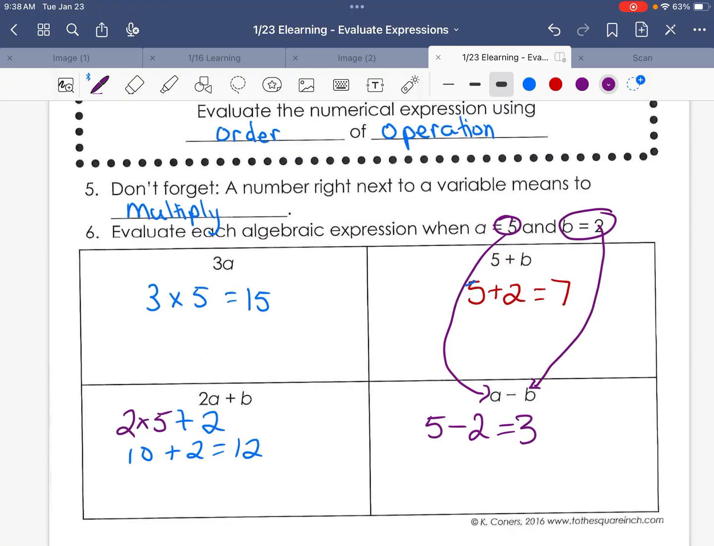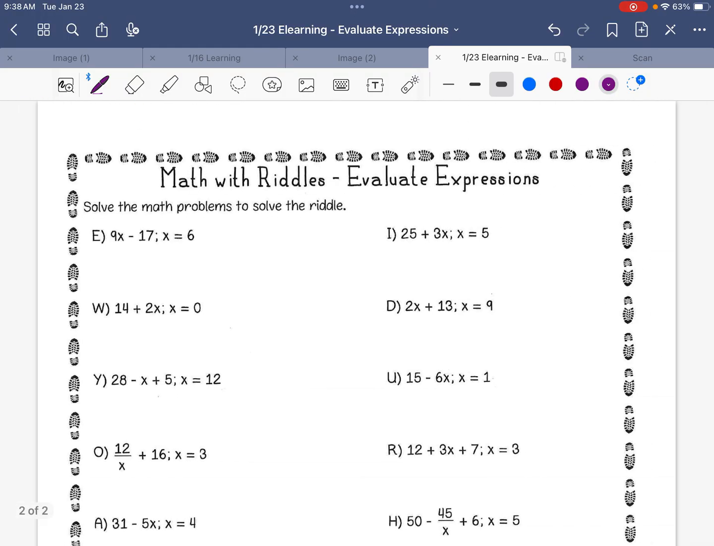All right, so now I want you to go ahead and work on the next page with the math riddles. I'm going to set up a couple of them just to make sure everybody understands how they are written. If we take a look at E here, we have 9x minus 17, and it's saying x is equal to 6. So we're going to take our 6 and substitute it where the x is. So we have 9 and 6 right next to each other, which means we're multiplying. So we're going to do 9 times 6 minus 17. I want you to finish that problem using order of operations. I got that first one set up for you.